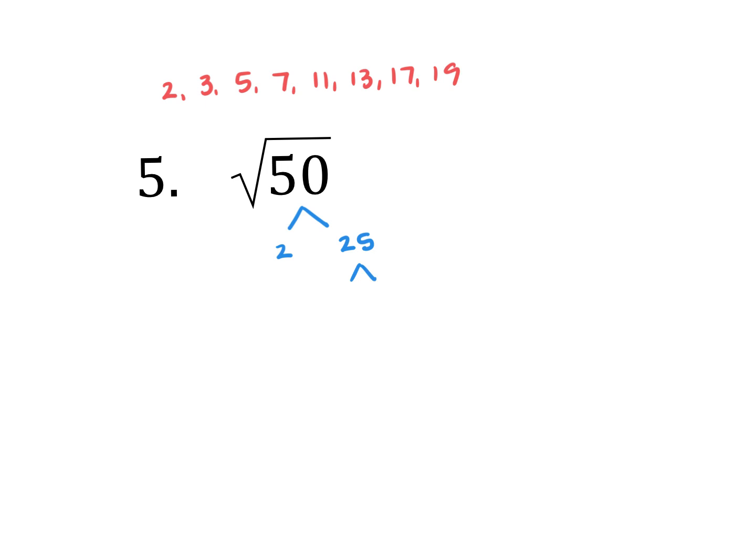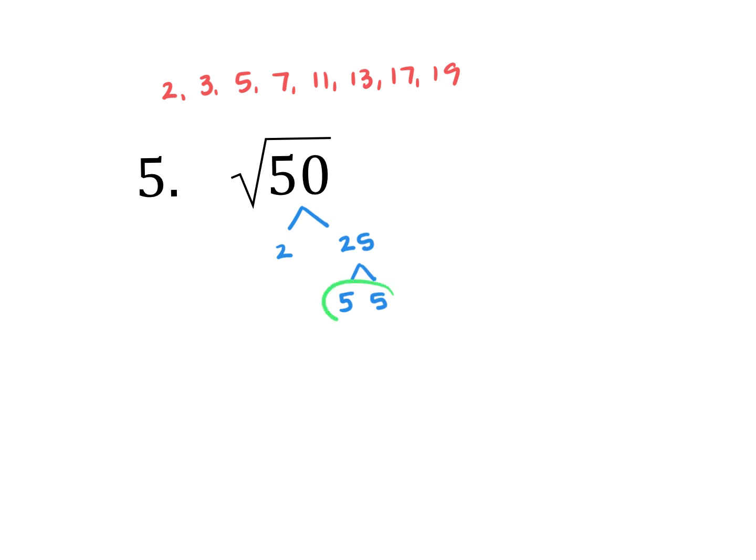So I'm going to look. My next odd number I have is a 5. So if I did 25 divided by 5, that gives me another 5. So I know I can do a 5 and a 5. Okay? And both of those 5s are prime numbers, so I know I can stop because I have all prime numbers at the end of my legs now.